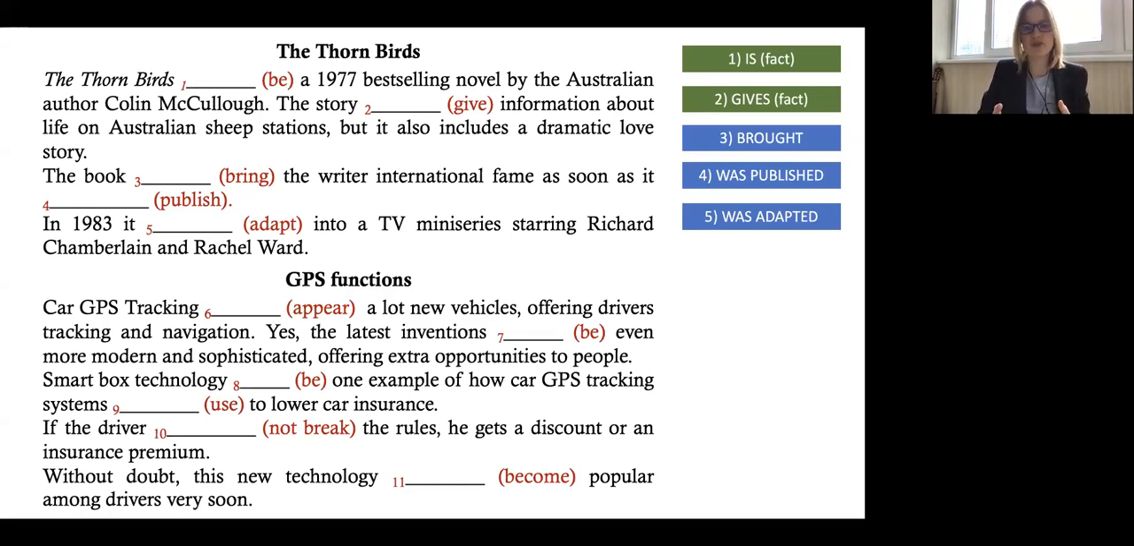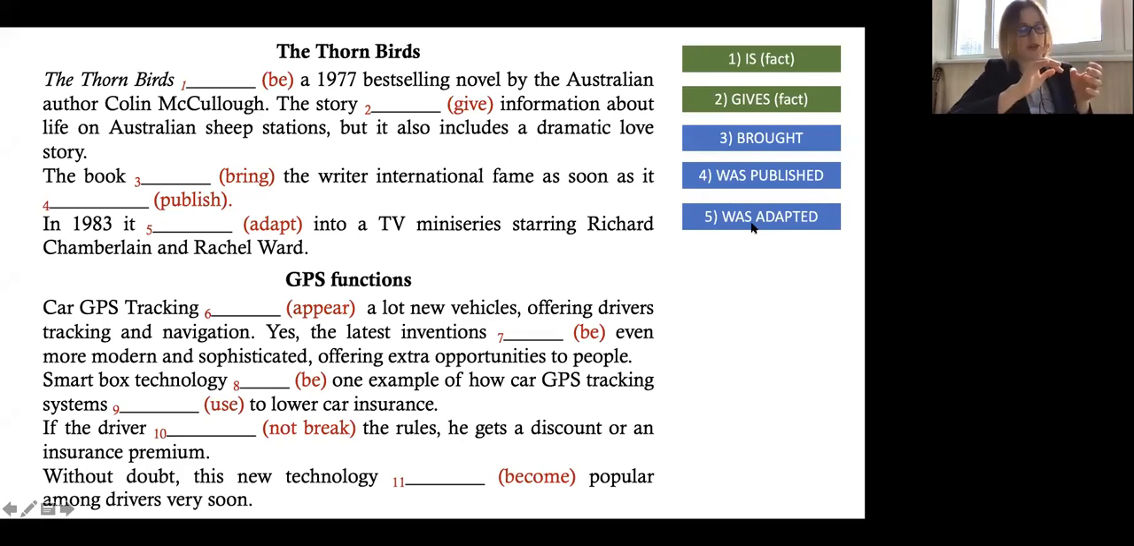And why don't we use the present tense here? Because it's impossible. The previous situation, previous context about the international fame and when the book was published, they influence the next sentence, and they dictate this use of the past indefinite tense in this case. So no present tense, because the situation itself is connected. By the way, what meanings are used within brought, was published, and was adapted?